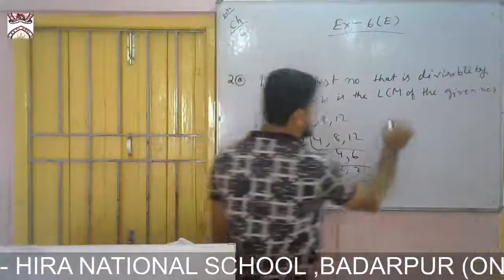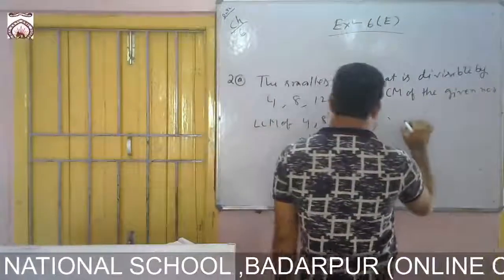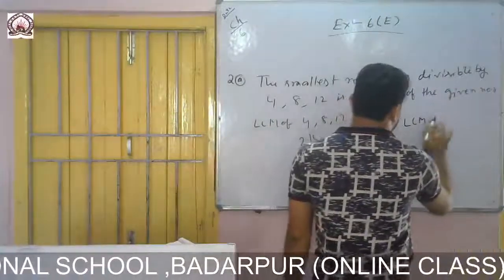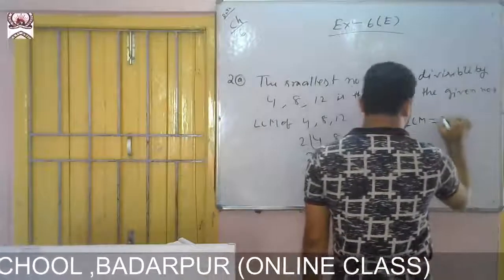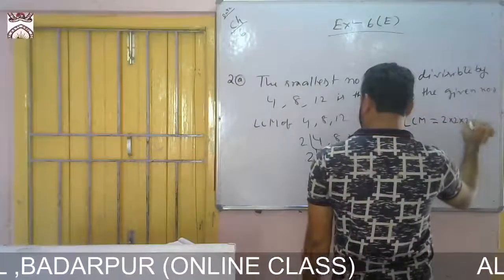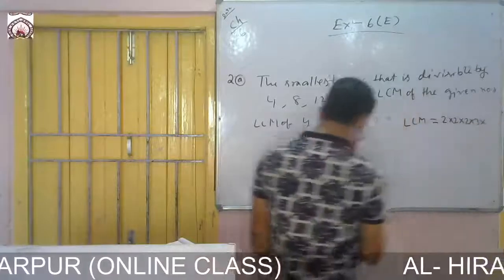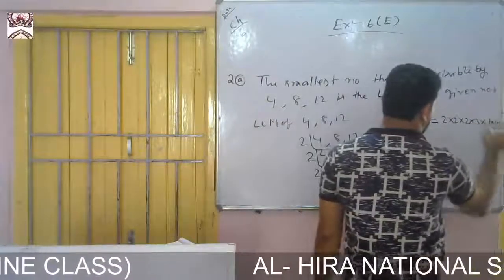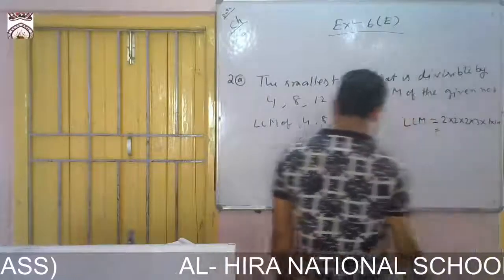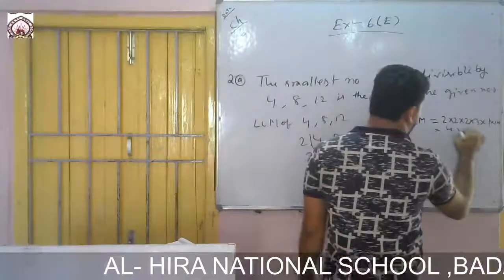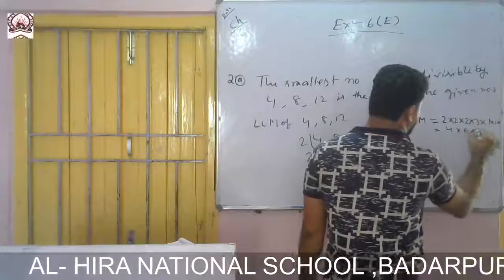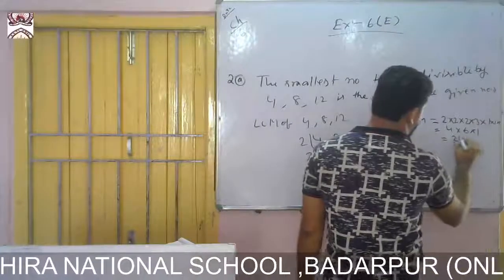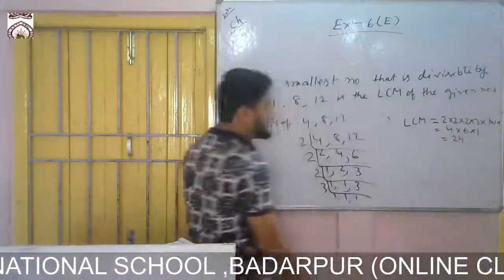Therefore, LCM equals 2 into 2 into 2 into 3 into all these 1s. If you take them together, it is 1. The right one, no problem. So 2 2s are 4, 3 2s are 6, into 1. So 6 4s are 24. So LCM is 24.